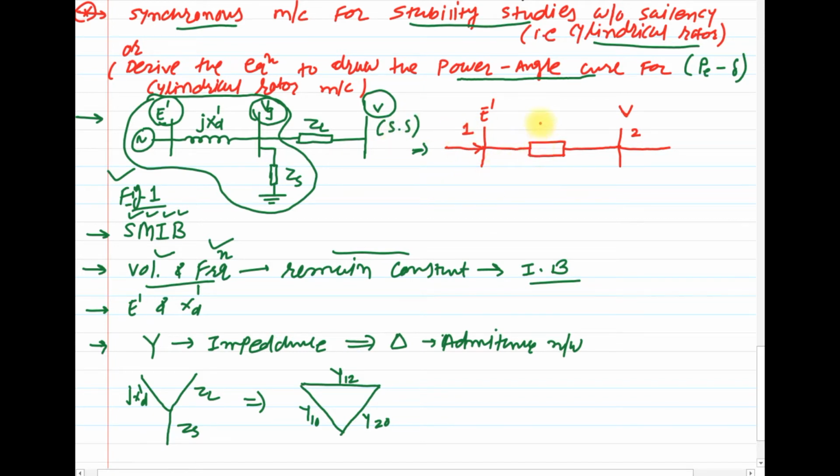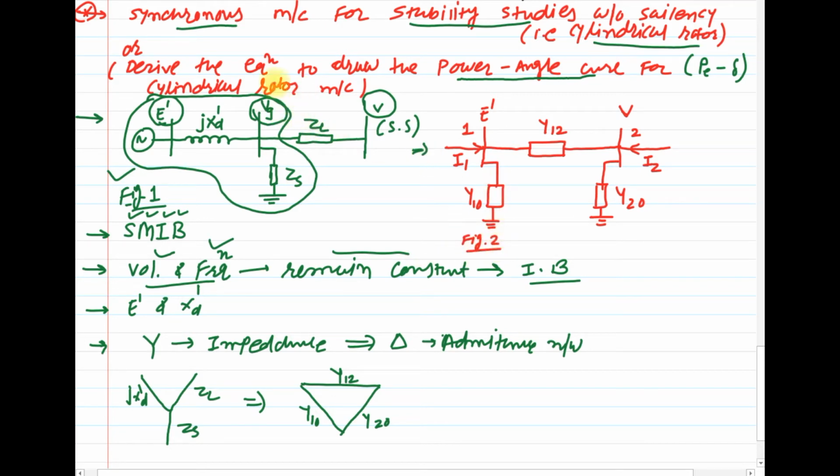Clear? This is your Y12, Y10, same way over here it is Y20. I hope you have clear understanding up to this. Clear? The current injected by this machine into the system from node 1 is I1 and from node 2 is I2. Clear? So I hope you have clear up to figure number 2.